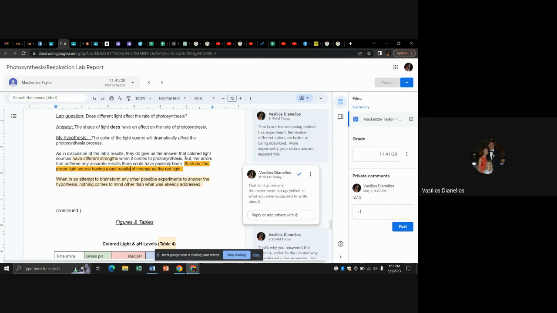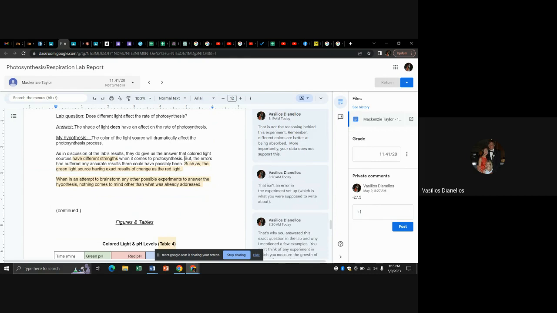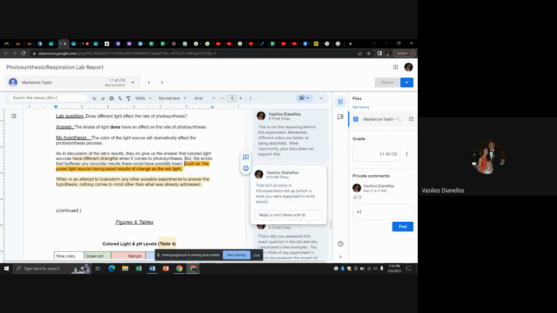Oh yeah, so let me focus on this. Then you wrote, but the errors had buffered any accurate results there could have possibly been, such as the green light having exact results. So what I was pointing out here is you're supposed to talk about the errors in the experimental design, right? As opposed to the errors in the results. Now, this would have been okay to mention, and I didn't require it, but I think it would have been good to say something like, it's worth noting that we expected red light and green light to have different results, but it turns out that they had the same results, which was unexpected.